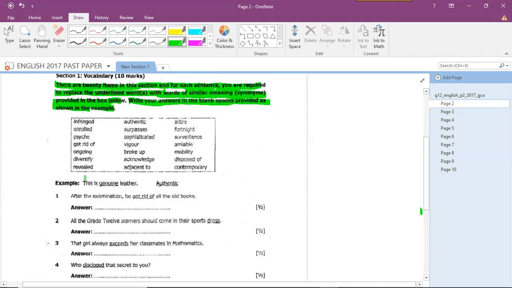So let's look at this example. It says, this is genuine leather. So here you have to look for a word that is synonymous with genuine in this table. As you can see here, we have got 21 words, but we've got 20 questions. The first one has been used as an example. If you encounter such a table, I recommend that you use a blue or a black pen to highlight the words that you've already used, just to underline them so that you don't get confused. So the word that is synonymous with genuine here is authentic, meaning something that's real. So genuine is synonymous with the word authentic. So that's how we go.